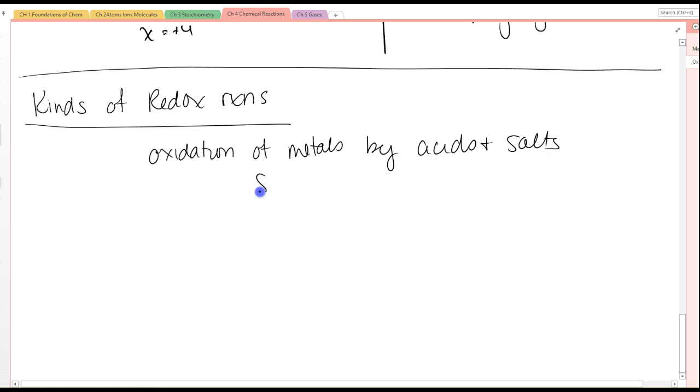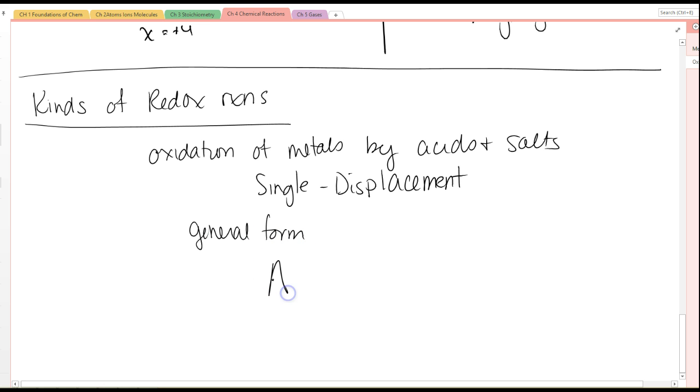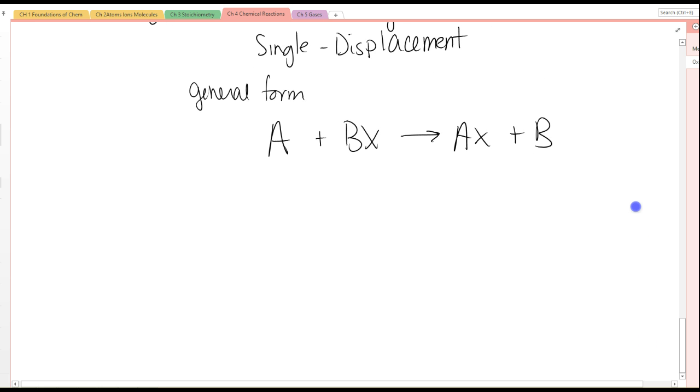These are what you might have heard as your single displacement reactions. If you were in chemistry here in a previous year, you remember making copper. The making copper lab is a single displacement. The general form of these kinds of reactions is that you have A plus BX gives AX plus B. So A and the B switch places.